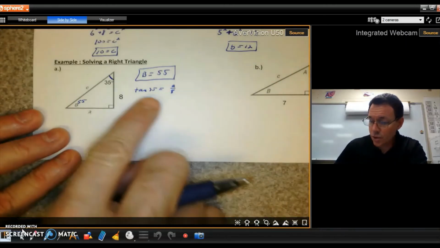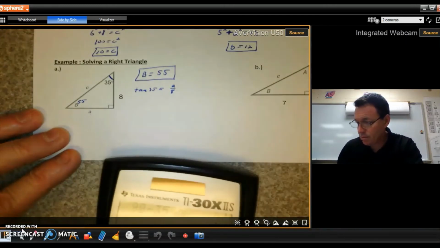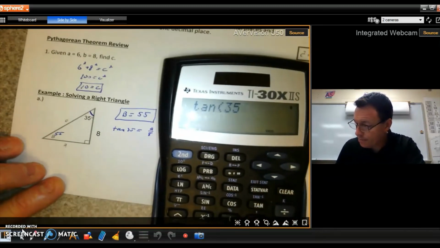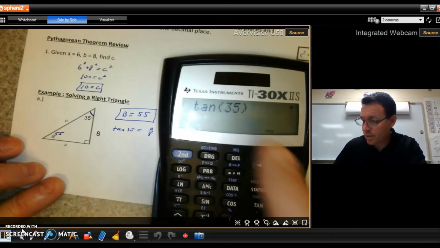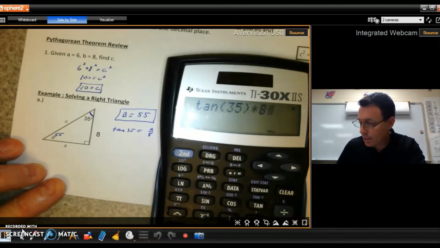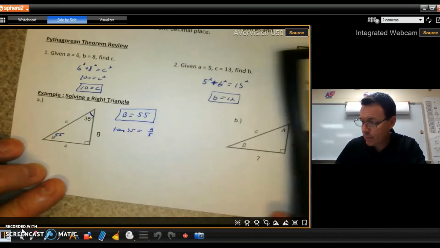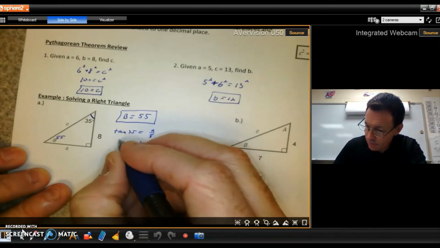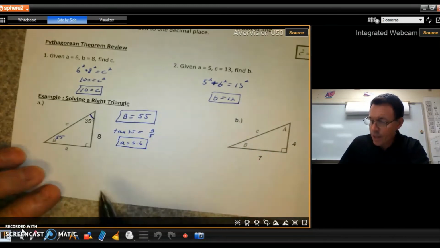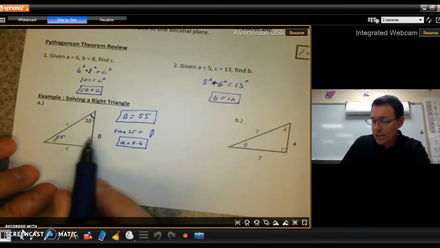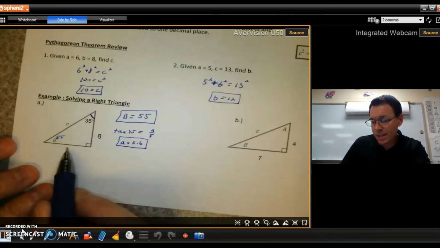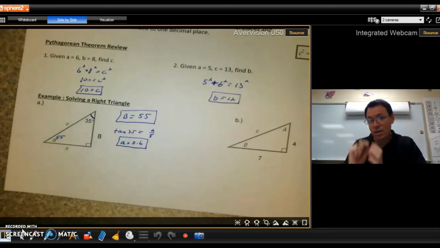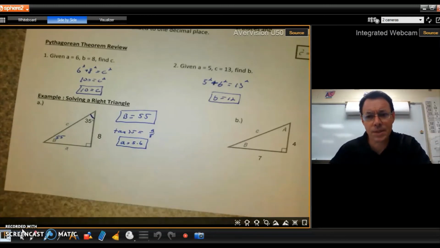So this is one of those easy cross-multiplying problems. Tangent, 35, close my parenthesis, times 8. And I get 5.6. So A equals 5.6. Okay, that makes sense. This side is 8. It's across from a 55-degree angle. This side is across from a 35-degree angle. Smaller angle means smaller side across from it. So 5.6 makes sense. It looks pretty good.